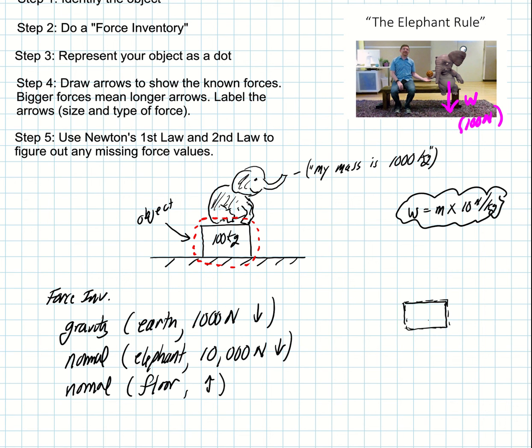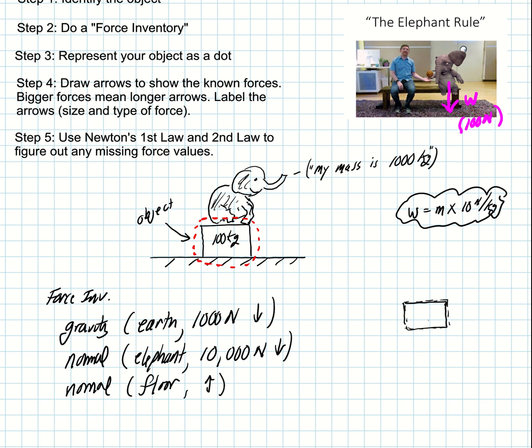This is our crate. So I'm going to start putting the forces on, and hopefully you'll see why I made it a box instead of a dot. We're going to draw arrows to show, now we're on step 4, draw arrows to show the known forces. Okay, I've got 2 known forces and they're both down.